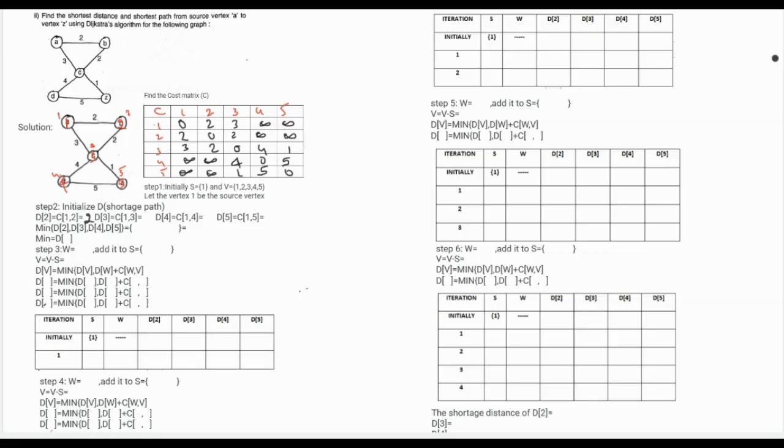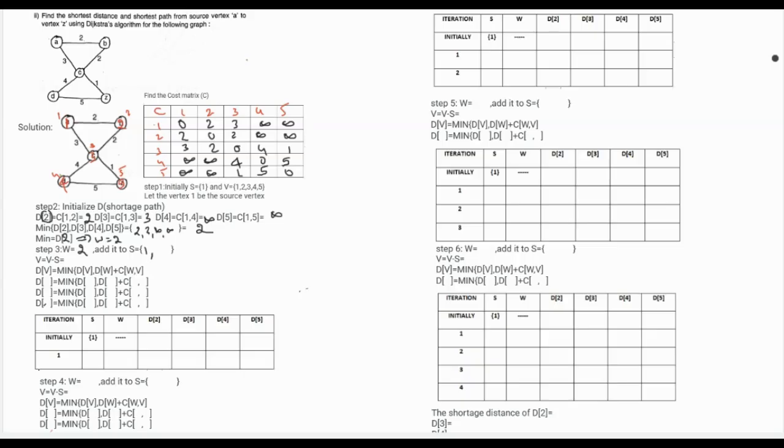Then D3 will be C of 1 comma 3, first row third element, that will be 3. Then D4 will be C of 1 comma 4, infinity, and 1 comma 5 is also infinity. So it is 2, 3, infinity, infinity. The minimum value will be 2. This 2 is for D2, so this 2 is nothing but your W value.